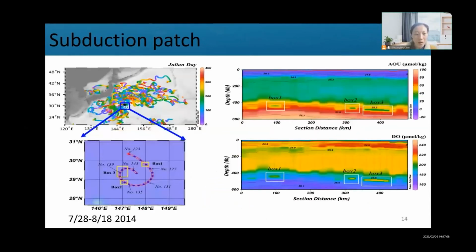And here is one example of the eddy-driven subduction captured by one Argo float. The left panel shows the trajectory of the float, and the right panel shows the profiling time series of AOU and DO. Clearly, intermittent patches of elevated DO and lower AOU are distinctly visible at depths of around 450 meters. And the thickness of this subduction patch is around 50 meters.